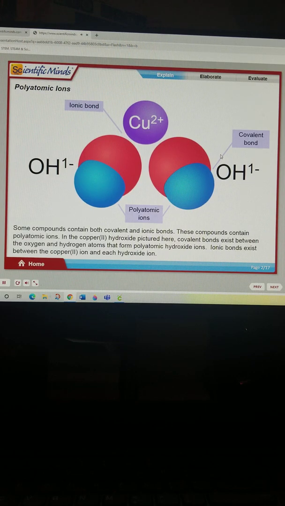Some compounds contain both covalent and ionic bonds. These compounds contain polyatomic ions. In the copper-2 hydroxide pictured here, covalent bonds exist between the oxygen and hydrogen atoms that form polyatomic hydroxide ions. Ionic bonds exist between the copper-2 ion and each hydroxide ion.